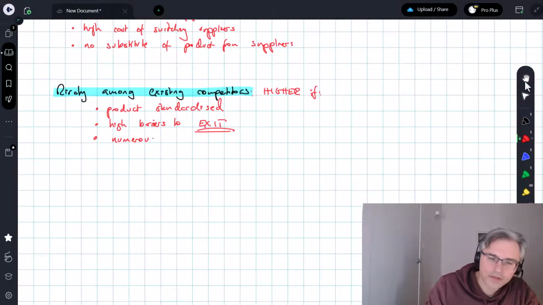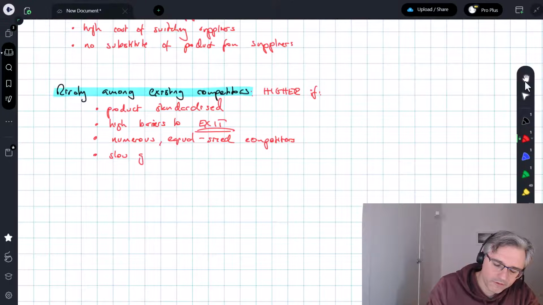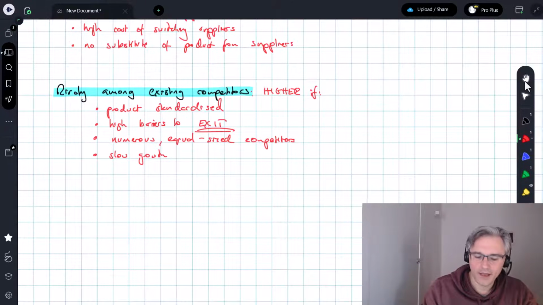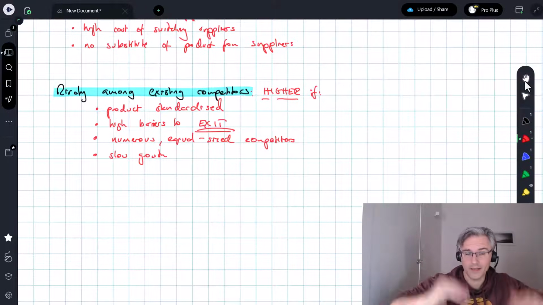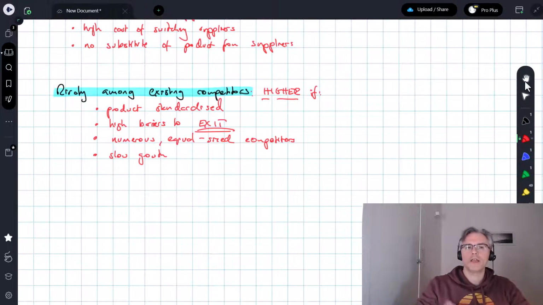Also, numerous equal-sized competitors. That doesn't help. If lots of companies have roughly the same share of the market, that will intensify the fight between them. And slow growth, or no growth at all, also intensifies competition, and therefore has a negative impact on profitability. Because in an industry that's growing quite dynamically, we don't really have to fight each other. We can just do our own stuff, and we'll keep growing.